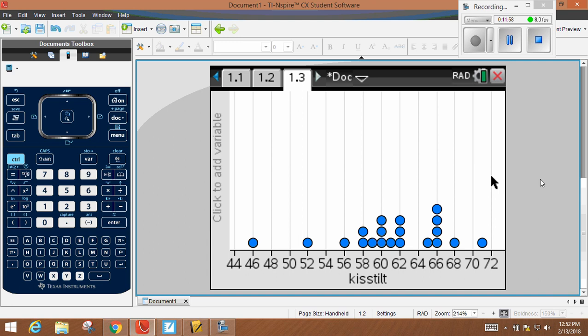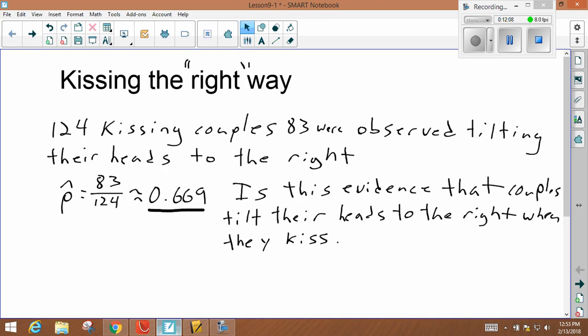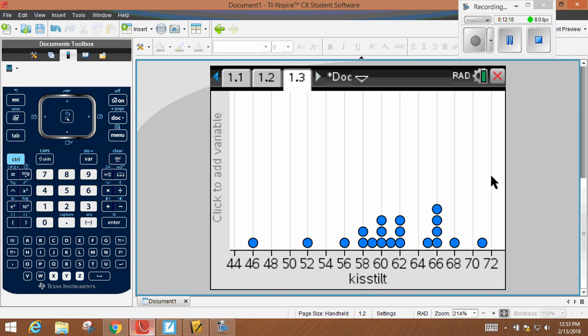And so what we're interested in is how many times we wound up getting a value that was over. What was our value that we found here? Our value was 83, right? How many times in our simulation did we get a value of 83? Never. So it seems highly unlikely then that that value of 83 people out of 124 tilting their head to the right when they kiss happened by chance.